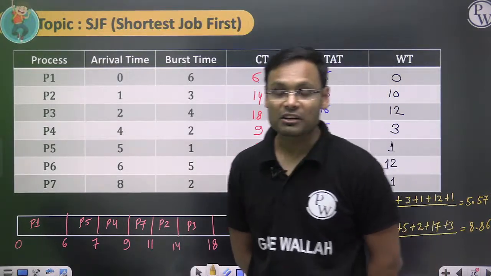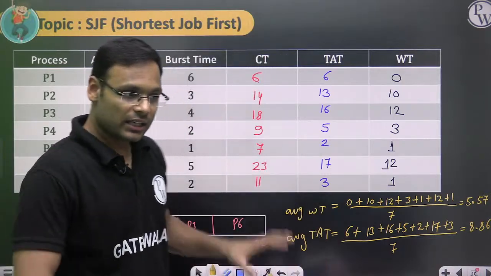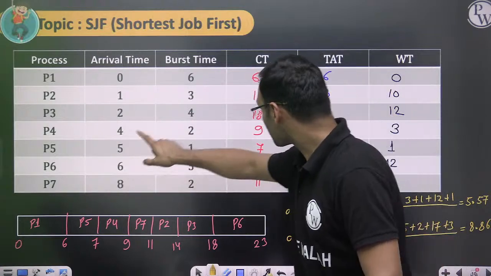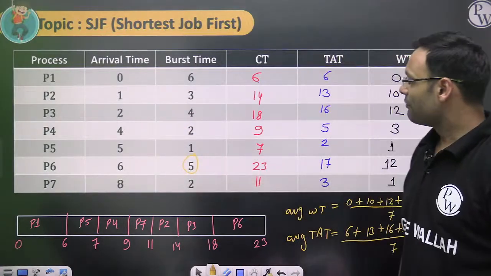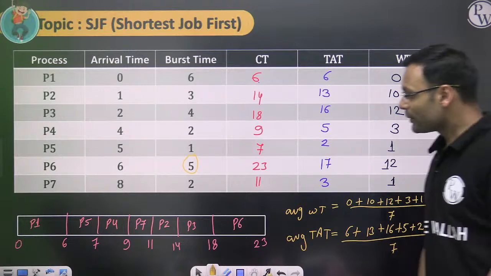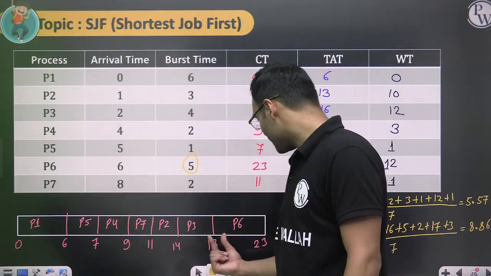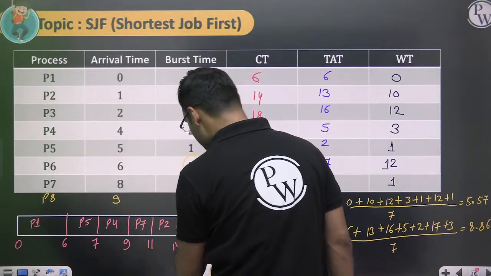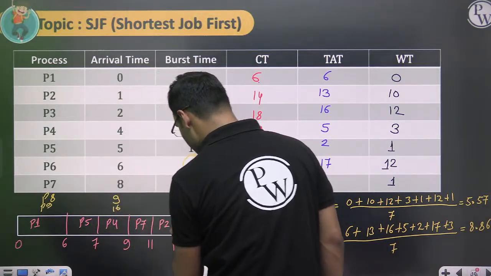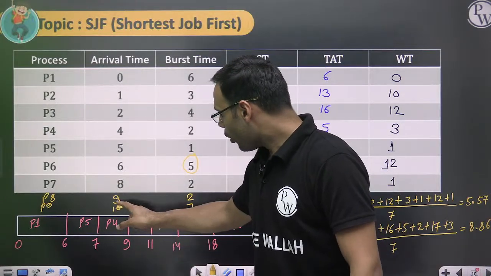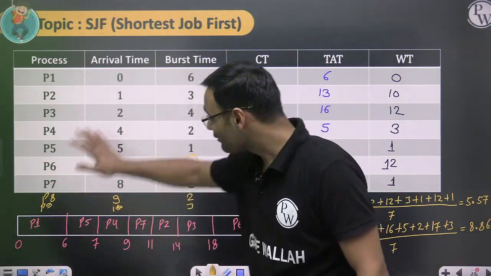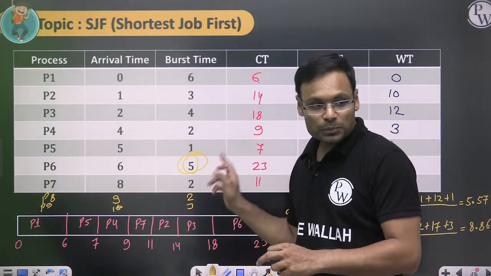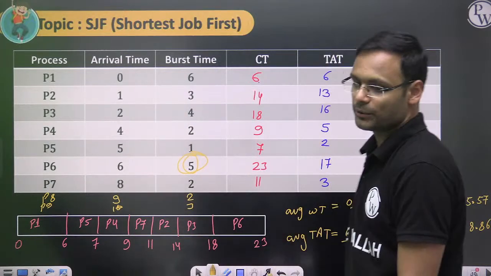So what is starvation? Starvation is here. Let's say there is a process having burst time 5, but that particular process in my system gets the CPU at 18. Before 18, let's say at this point of time, P8 arrives at 9, burst time 2, P9 arrives at 10, burst time 3. Like this, new processes keep arriving, and those processes have burst time lesser than 5. This process will not get the chance to run on CPU.